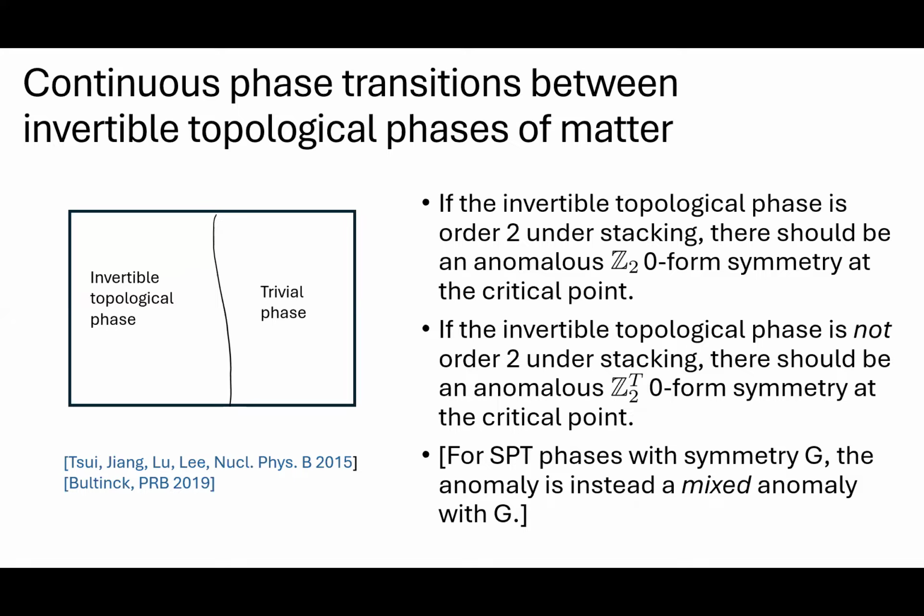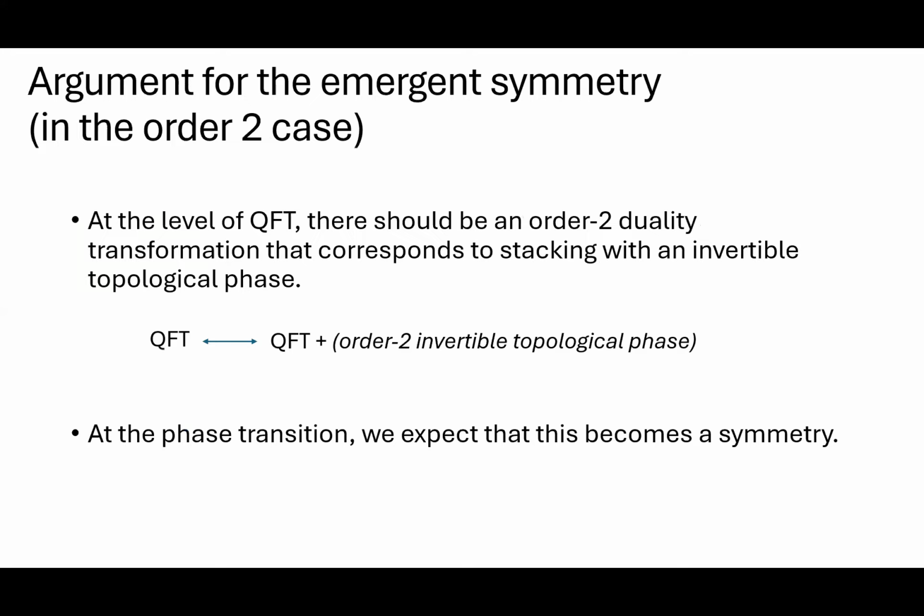And so why does this have to be true? I don't think there's a rigorous argument. In fact, I think there may be some loopholes to this argument, but anyway, heuristically, the idea is just that at the level of quantum field theory, there should be a duality transformation that corresponds to just stacking with an invertible topological phase. And so if the topological phase is order 2, the duality transformation should be order 2.